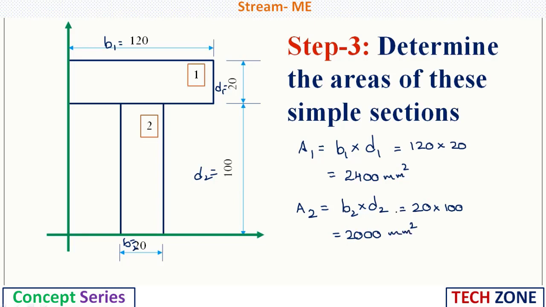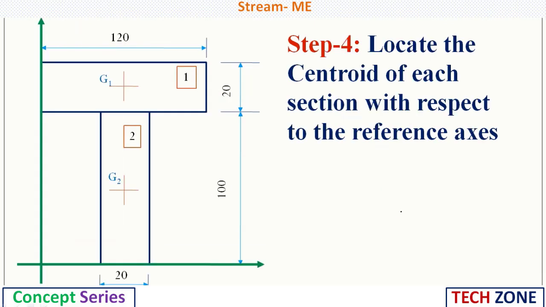So now in step 3, we have determined the areas of these simple sections. Let us go for locating the centroid of each section with respect to the reference axis. With respect to reference axis means, as we have named these as x and y axis, we need to locate the centroid of the given sections with respect to the reference axis. That means, from this y axis, the distance at which this centroid is located will be x1, and from the x axis, this distance we need to consider as y1.